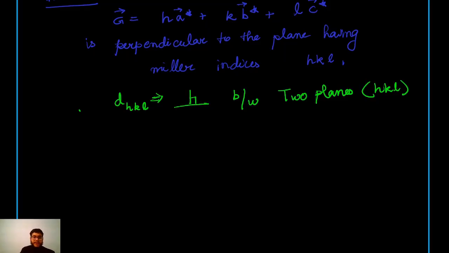From Bragg's law, we saw that 2d sine theta equals n lambda.